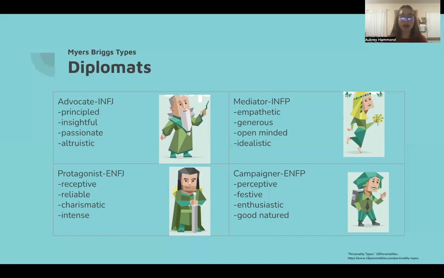So the first, we have advocate, which is INFJ. They're principled, insightful, passionate, altruistic people. And then you've got your mediators, which are INFP: empathetic, generous, open-minded, idealistic. And then protagonist, which is what I am, an ENFJ personality type. So I would be perceived as receptive, reliable, charismatic, and often intense in emotions. The campaigner, which is ENFP, they're perceptive, they're festive, they're enthusiastic, and they're usually good-natured people.